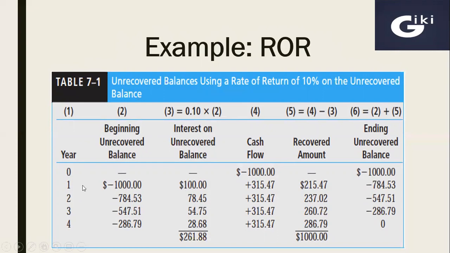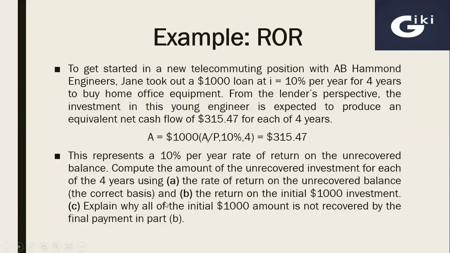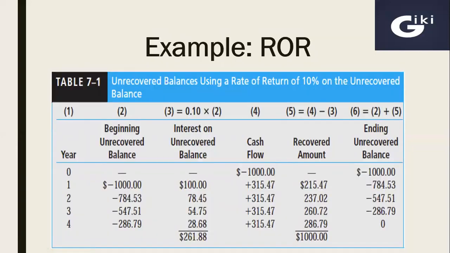So if we start at time 0, Jane borrowed the $1,000. This is a negative cash flow from the lender's perspective. So if you see what we are doing, we are making these calculations from the lender's perspective. To be clear, these calculations are from the lender's perspective. Once the lender lent $1,000, this is considered a cash outflow, that's why there is a negative sign. So the recovered amount will be nothing at time 0, and the ending unrecovered balance will be minus 1,000.